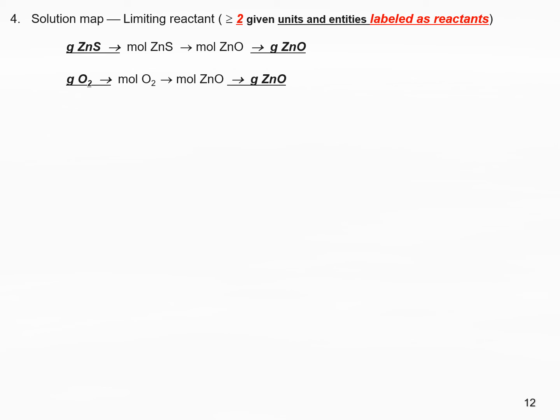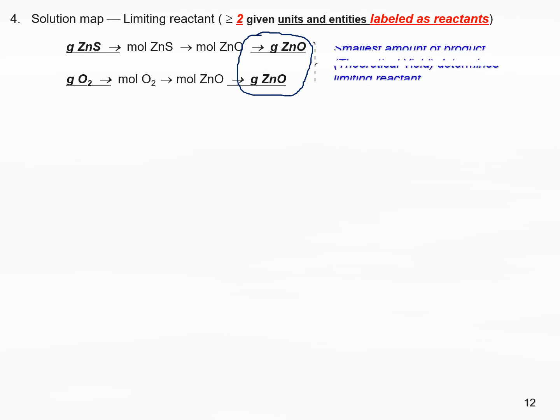All right, so I just want to point out right here. So now we get the different amount of grams of zinc oxide. Which one should we choose as theoretical yield? You got it. We choose the smaller amount. Right? The smaller amount is our theoretical yield. The one that gives us a smaller amount is the limiting reactant.